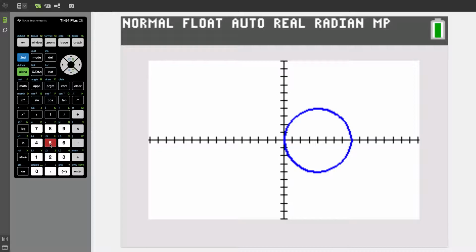Okay, so this was 8 cosine theta. Where do you see the number 8 in the circle? It now represents the diameter. The A value for the cosine graph is the diameter of the circle, not the radius of the circle. Where is the center of this circle at?